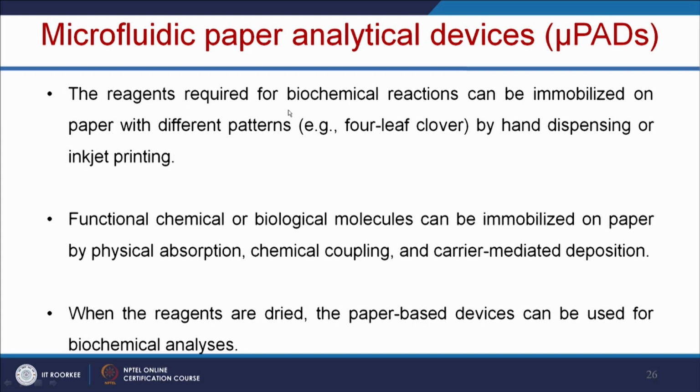And here the reagents required for biochemical reactions can be immobilized on the paper with different patterns. For example, we can make a 4-leaf clover by hand dispensing or inkjet printing technology. And when the reagents are dried, the paper-based devices can be used for biochemical analysis.